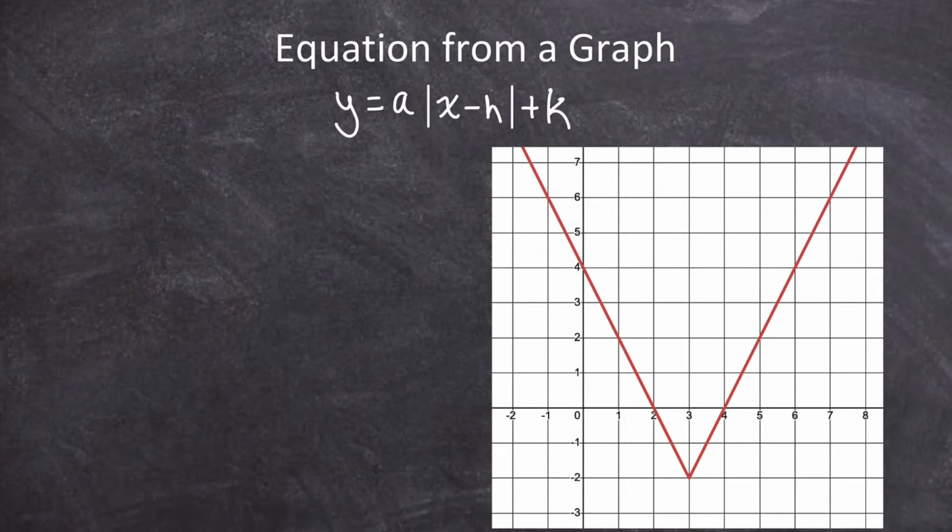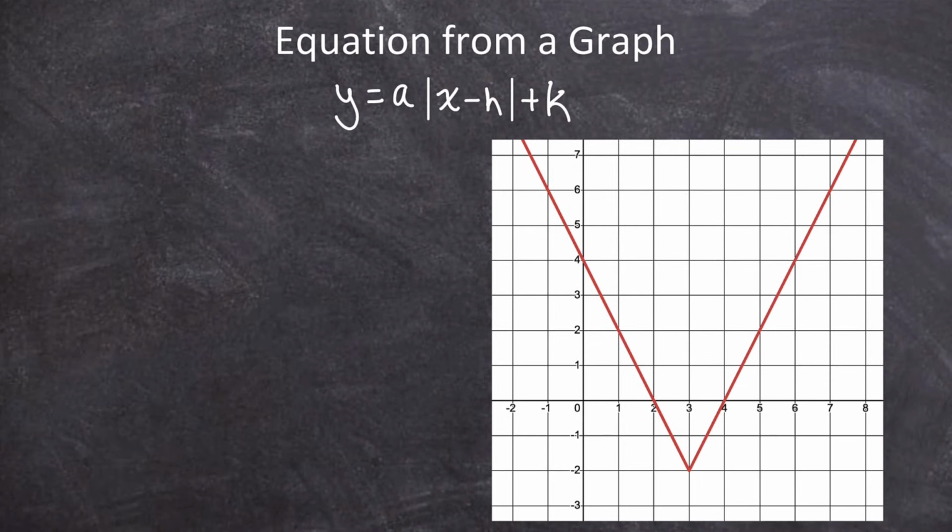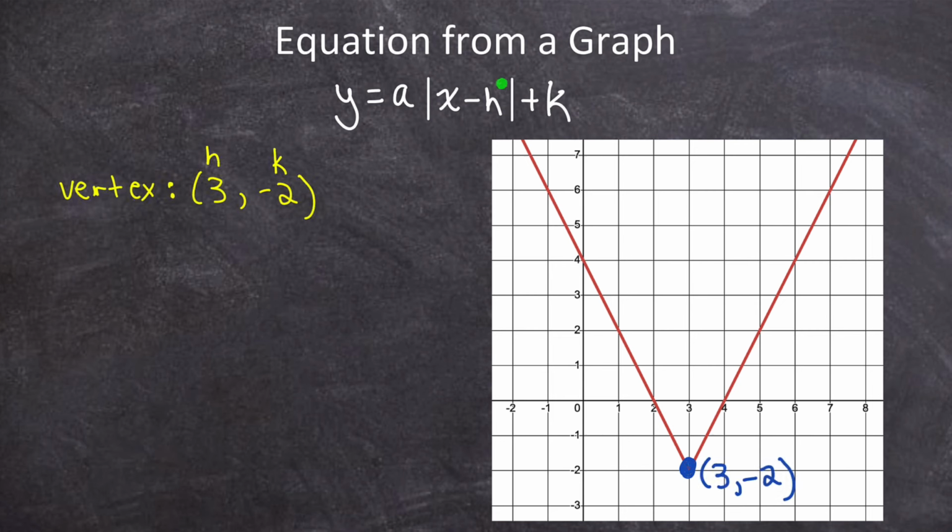We'll start by identifying the vertex. I can see the vertex down here, at this point (3, -2). And remember, the vertex gives you the h and k values that go here for the transformed function. All we have left to find is a. There's a couple ways we can find a. Remember, a gives us the slope of the right side of the function. So if we can find the slope of it, that's our a value.